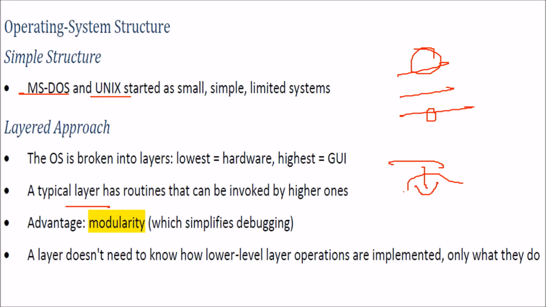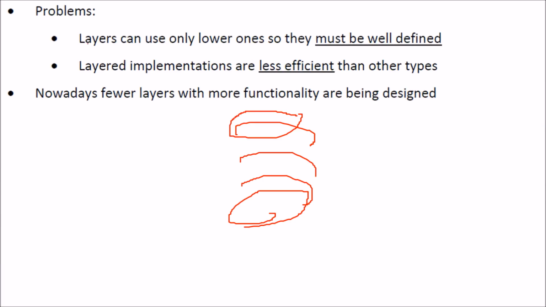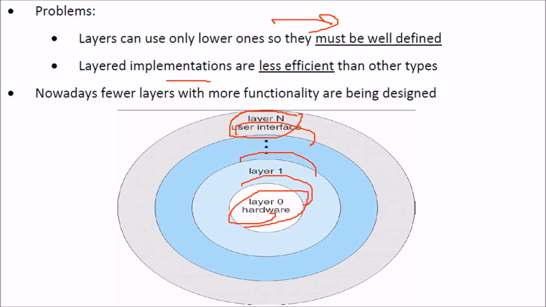The advantage here is modularity, which may simplify our debugging when any problem comes. A layer doesn't need to know how the lower layer works or how it is implemented. The problem is that layers can use only lower ones, so they must be well defined, and layered implementations are less efficient than other types. But nowadays we are making layers as few as possible.